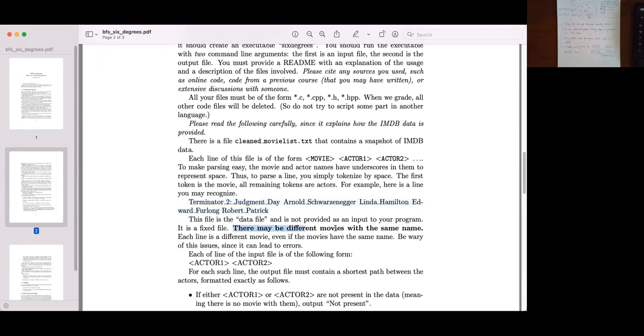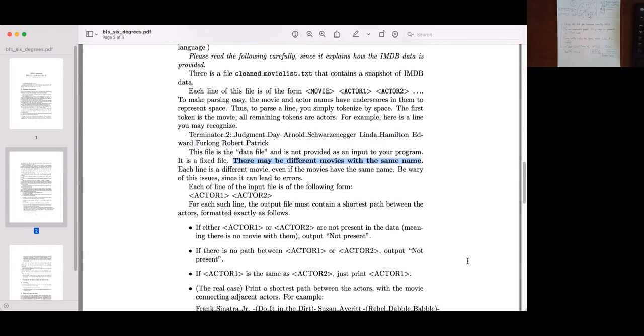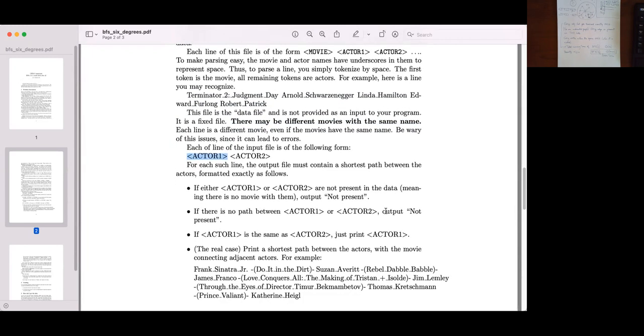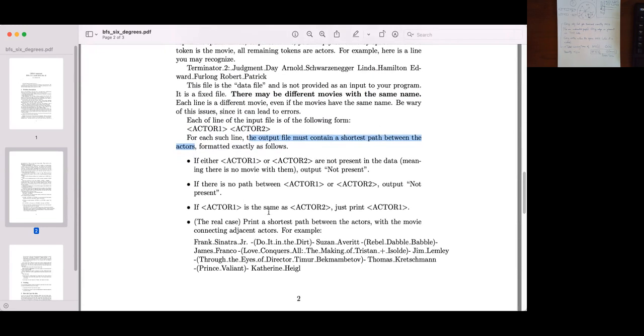There may be different movies with the same name, so be careful. Each line is a different movie. Even if movies have the same name, each line is a separate movie. Now, what you get is a collection of actors. You get actor 1, actor 2, and then you have to find a shortest path between them. Your output must contain a shortest path between the actors, formatted in exactly the way that I described.